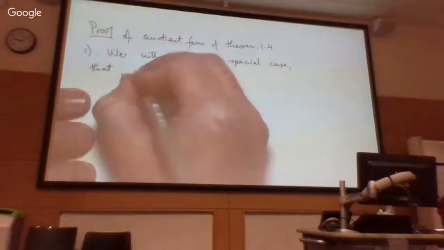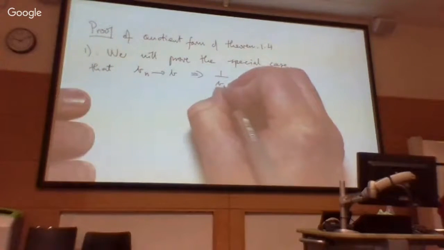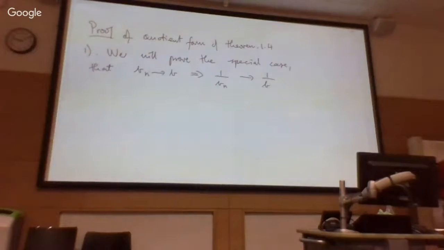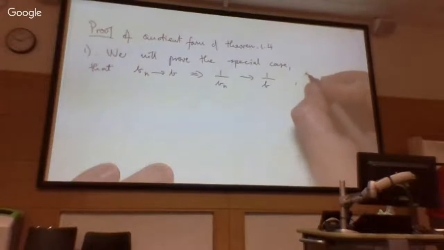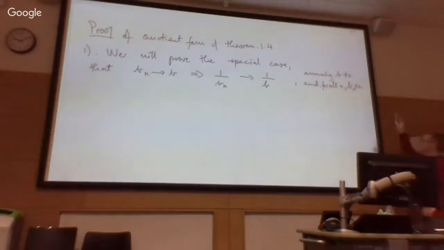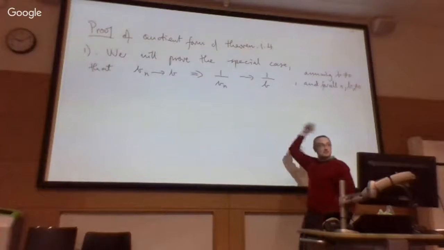That Bn converging to B implies that 1 over Bn converges to 1 over B, assuming B is non-zero and for all n, Bn is non-zero. Okay, I won't keep writing those conditions down. Those conditions apply throughout the whole argument today. So that's a special case, because it's the special case where the sequence an is just a constant 1.